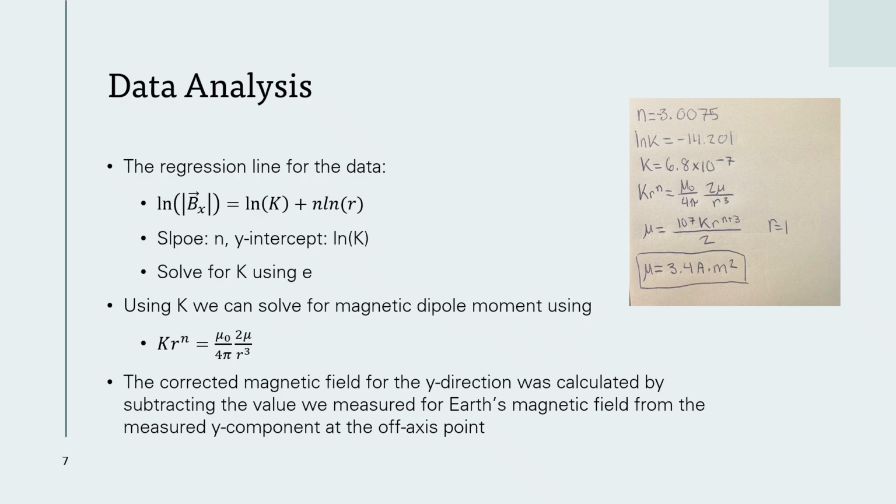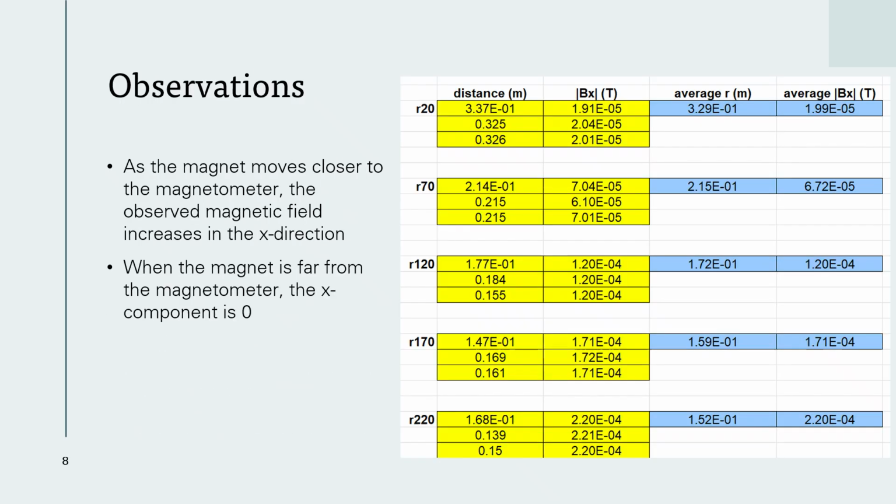And then using k, we can solve for the magnetic dipole moment using the equation listed in the bullet point, which is all shown in this picture of my handwritten calculations. The corrected magnetic field for the y direction was calculated by subtracting the value we measured for Earth's magnetic field from the measured y component at the off-axis point. The observation: as the magnet moves closer to the magnetometer, the observed magnetic field increases in the x direction, and when the magnet is far from the magnetometer, the x component is 0.